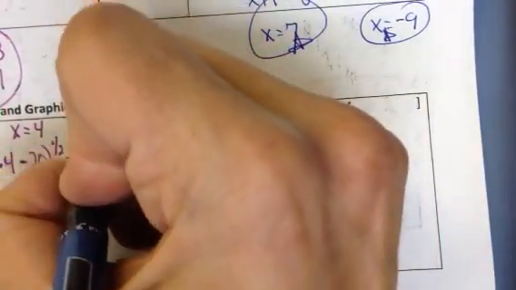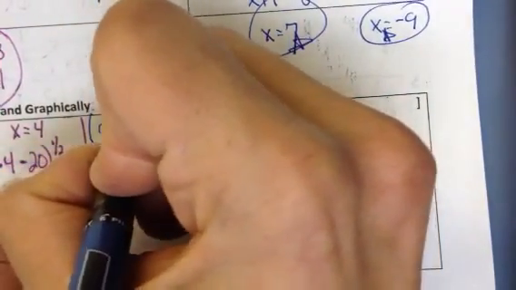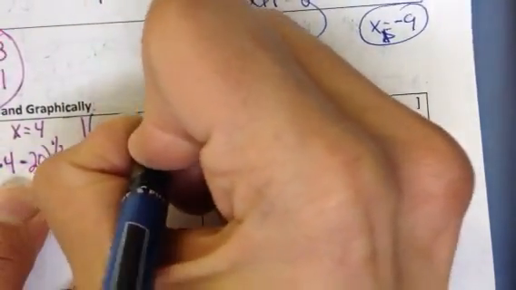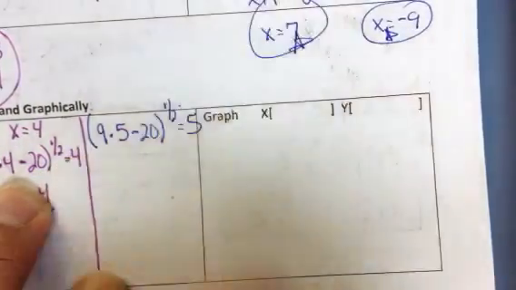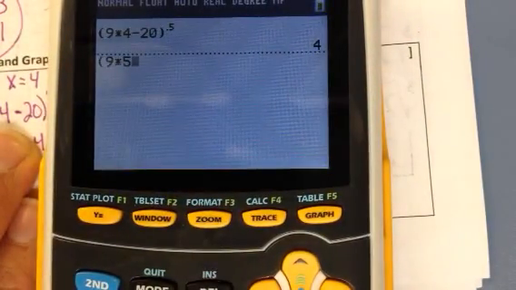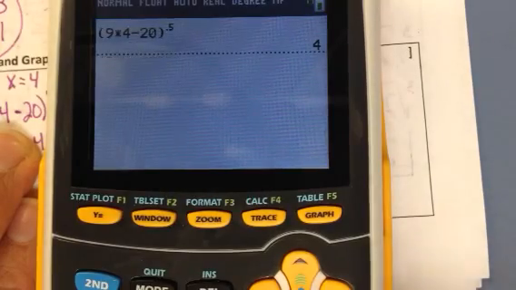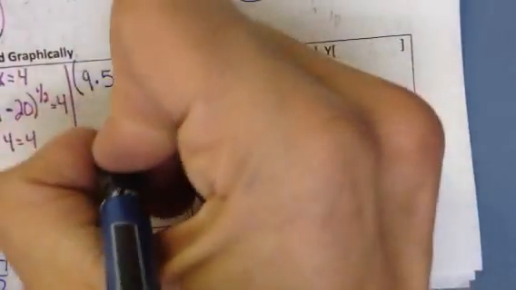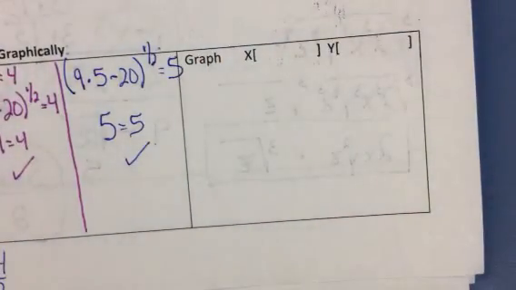4 works. And now I'm going to check 5. So I'm going to put 5 in this time. Alright, so in parentheses, 9 times 5 minus 20, take it to a 1/2 power, and it works. So 5 equals 5. So how do you do this on your graphing calculator?